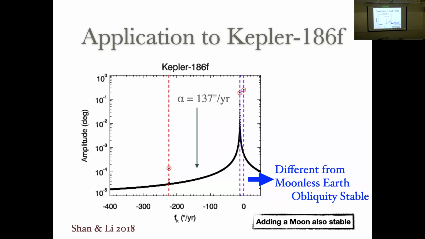We can also see that, including a large moon, the precession frequency will only increase, so it's even further away from the dominant modes. So adding a moon is also stable. But now you may wonder, we don't really know the planet very well. We only know the size. The mass still has large uncertainties. So how certain can we be about this result?